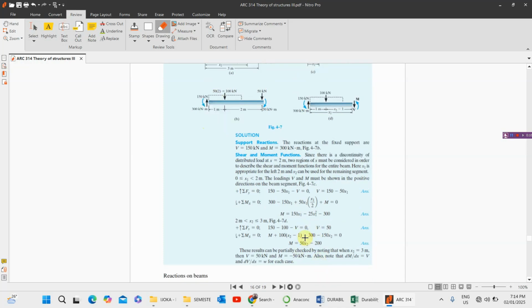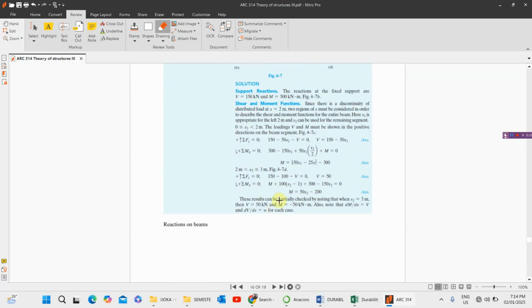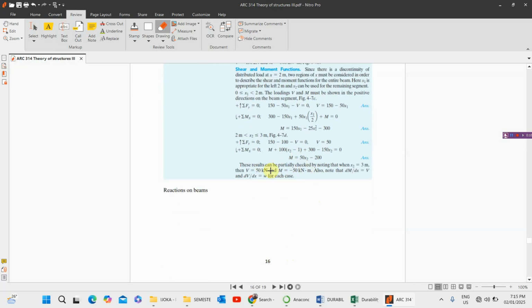So if we open this expression, 100 times s2 minus 100 plus 300 minus 150 s2. So minus 150 s2 minus this will give us 50 s2, and 300 minus 100, that's 200. So this 200 is what you're going to have if you open this expression. You can differentiate, and you will still have the same thing by checking. When s2 equals 3 meters, check what you have, whether you get the same result, and if it's not, let me know so that we can check again.